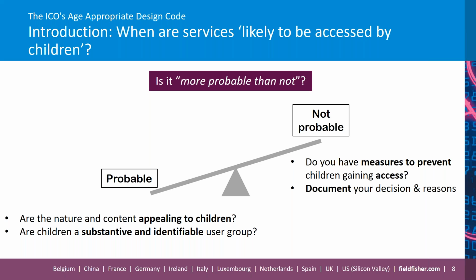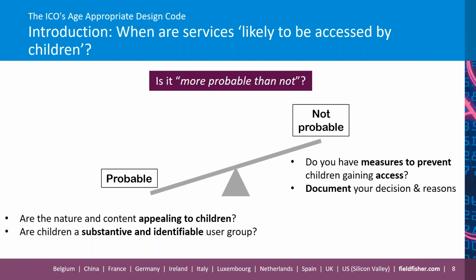The code also sets out that if children form a substantive and identifiable user group of your service, then your service should be deemed likely to be accessed by children. While they don't provide further details of what counts as substantive, they do say organisations should take a common sense approach. The code also somewhat helpfully says that the ICO recognises that it will be possible to conform to this code in a risk-based and proportionate manner, given the code's breadth of application.